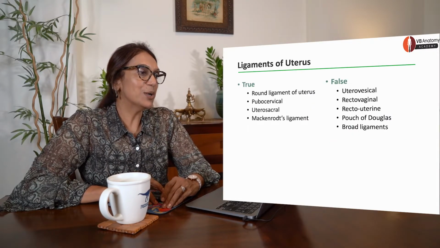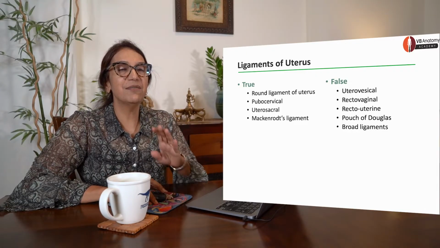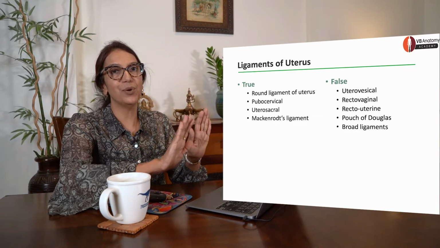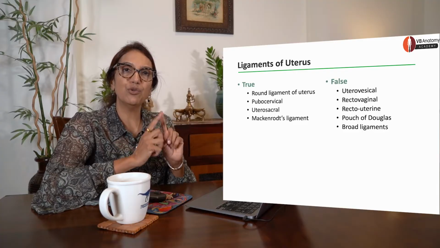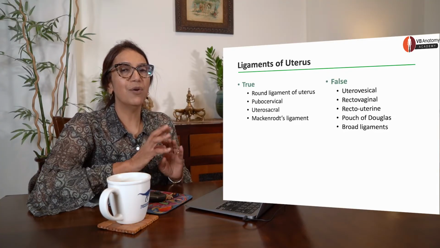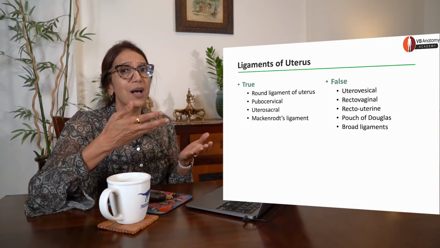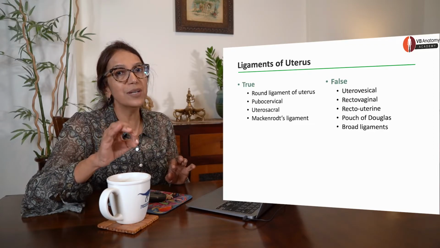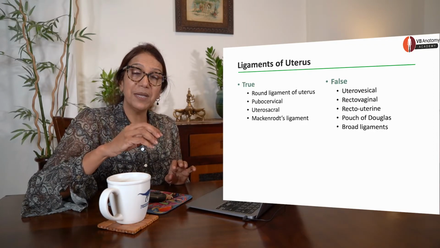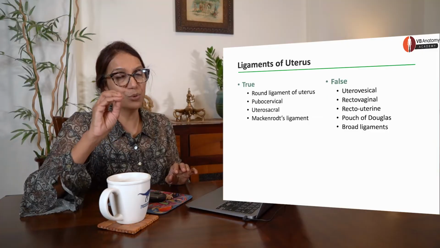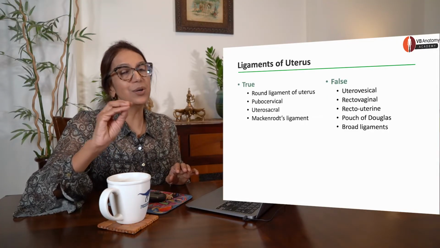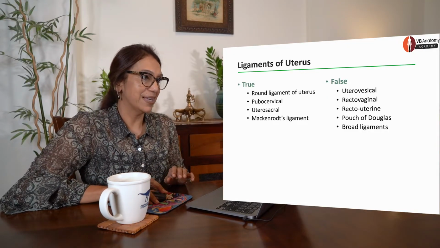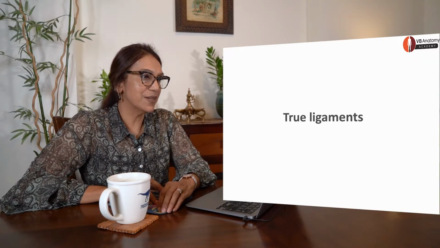Right. So let's talk about ligaments of uterus, dividing them into true ligaments and false ligaments. Understand that true actually support the uterus. False are peritoneal folds, which appear to be there but actually do not support the uterus. Does that mean that they have no function? No, they do have a function, but that is not supporting uterus. Right. So let's talk about true ligaments first.